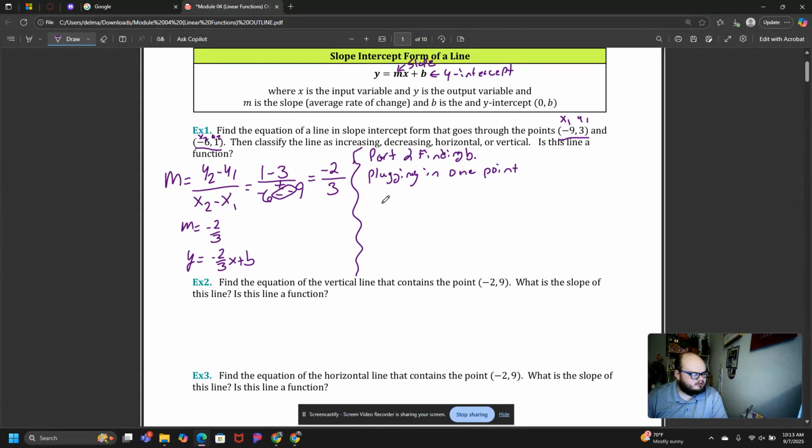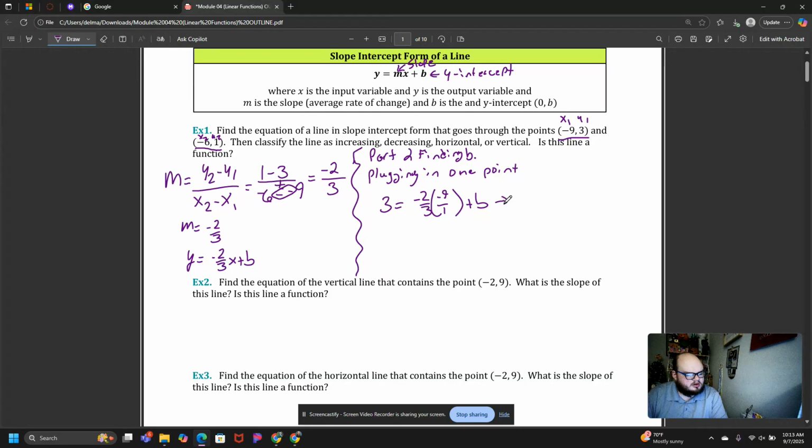as our example point. So I'm going to rewrite this as 3 is equal to -2/3 times -9/1, because I want that to look like a fraction, plus b. All I did was replace the y with the 3, which is the coordinate here, and replace the x with the -9, which was part of my coordinate.